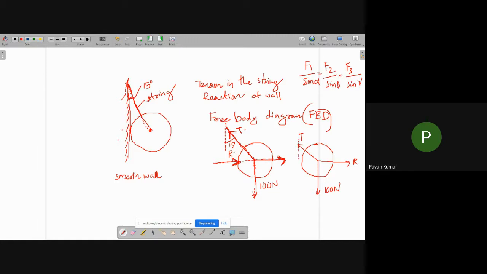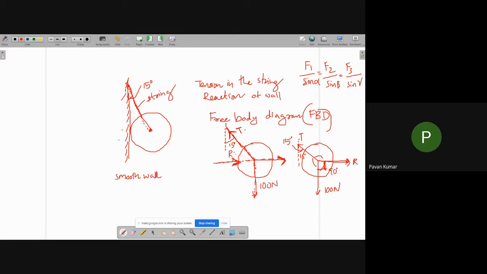We know that this angle is 50. Now we have to find out what these angles are. By knowing these angles, we can solve T and R. So this angle will be 90. The reaction is like this, and you should remember that sulfate will always act downwards. So this is 90.